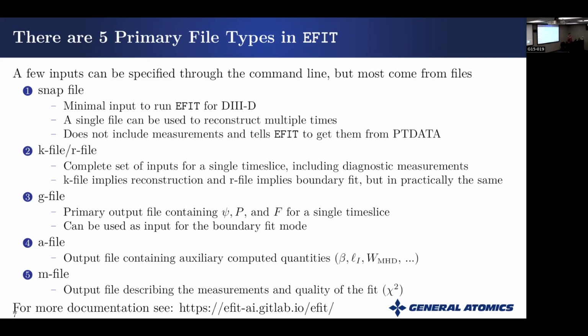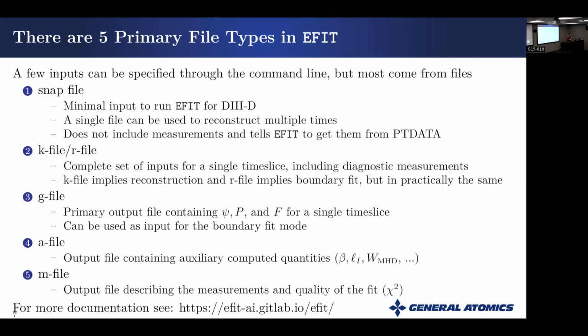A step between the snap file and the full equilibrium solution, there's the K file. K file is another form of input to EFIT. So you can run either with snap file to generate K files, with snap file to go straight to a G file, or with the K files to go to the G file. And so the K file or R file includes all of the diagnostic measurements and other possible inputs to EFIT for a specific time slice.